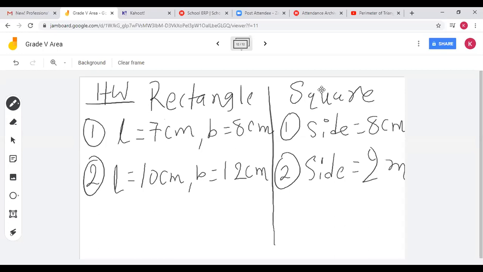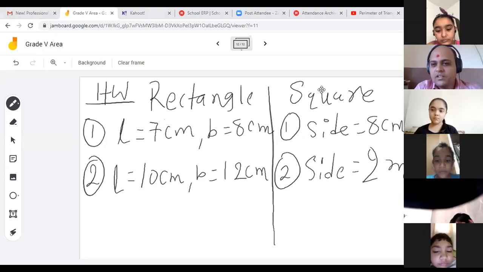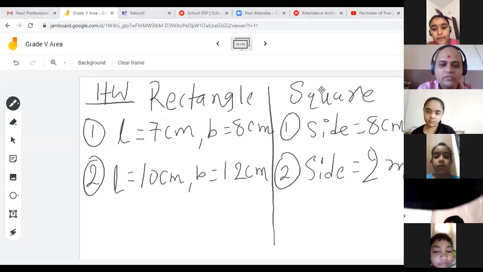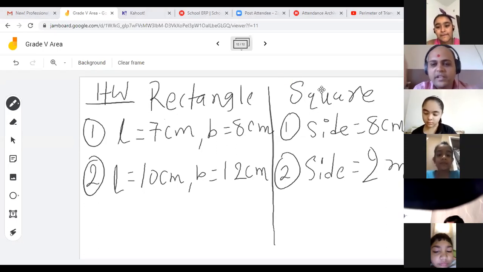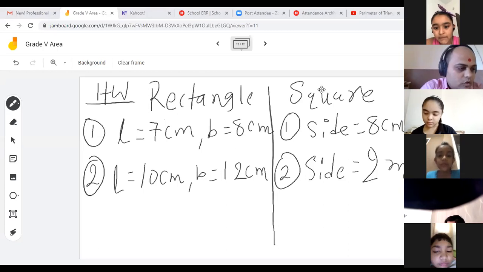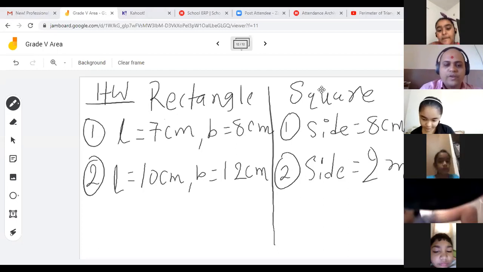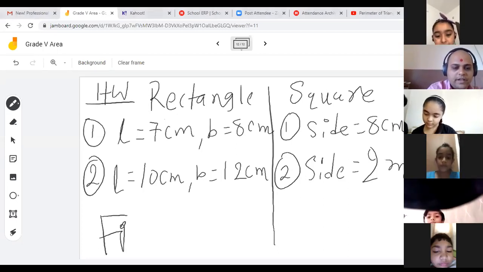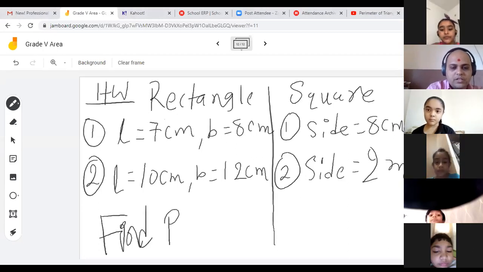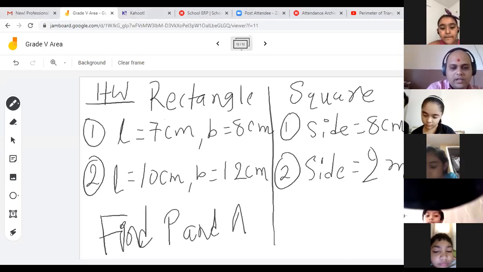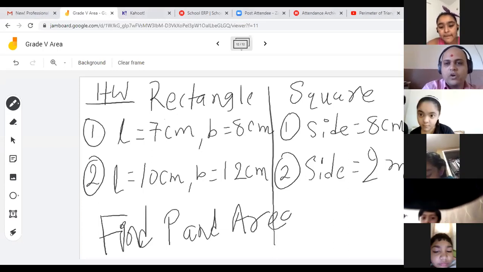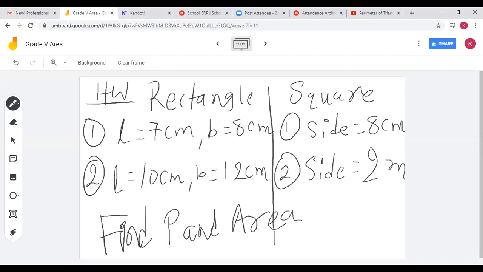Yes. This is the homework for you all. You have to find perimeter and area for both. Yes, everyone, you have to find perimeter and area in all cases, for all. That is the question, as homework.